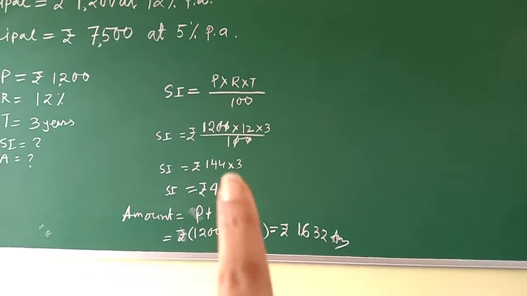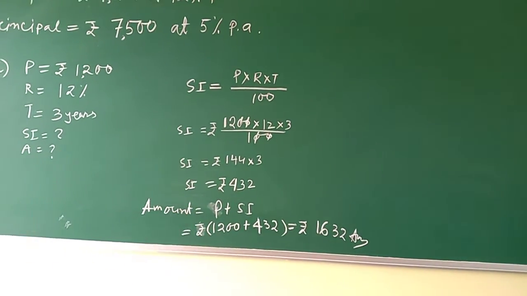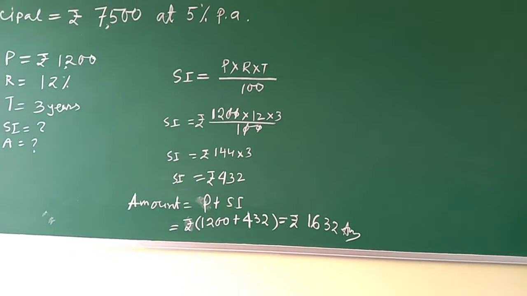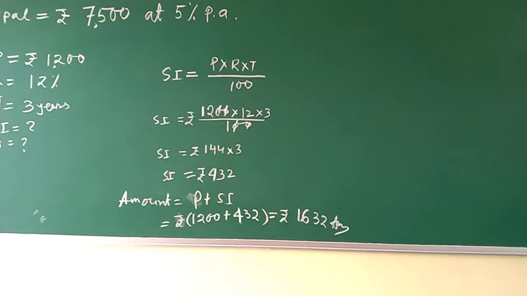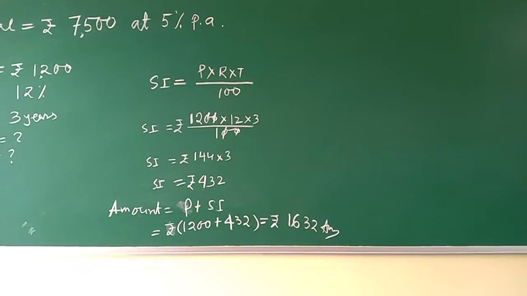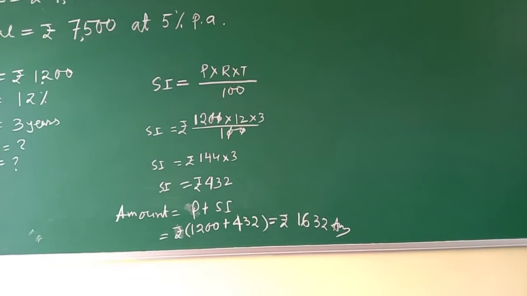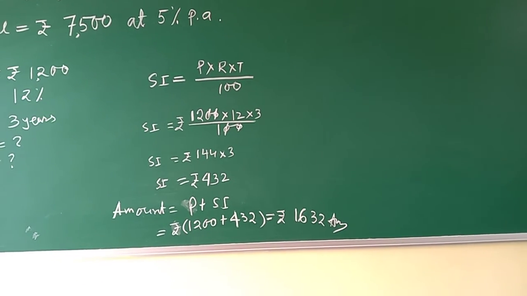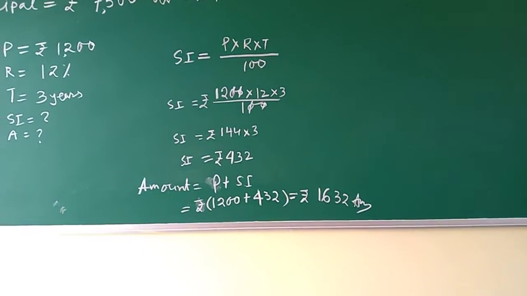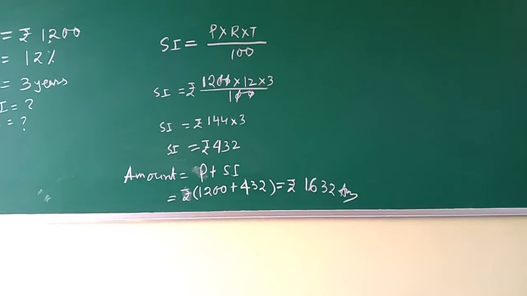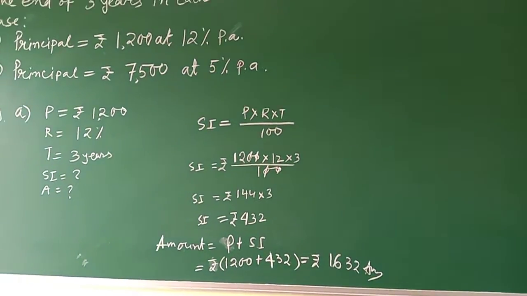Now the complete sum, see, you are finding simple interest. The formula you have written is P into R into T by 100. Then simple interest: 1200, rate 12%, time 3, divided by 100. Then SI is equal to 144 into 3 by 100. 0 cancel out, 12 into 12 is 144, then into 3, the result is 432. Amount is principal plus SI, rupees 1632. Understood?